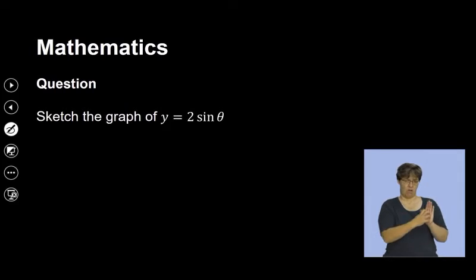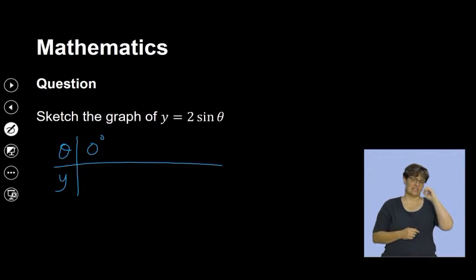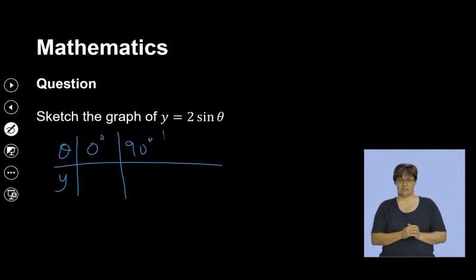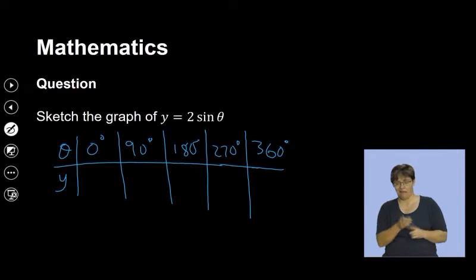Now one question we'll need to look at to draw this graph: sketch the graph of 2 sine theta. Firstly, before you do this, you will just need to try and use a table. You remember when you were doing your straight line graphs in early grades of maths, you would say this is theta, and this is my y. You will use different values for this. You can start at 0 degrees, go to 90 degrees, go to 180 degrees, then 270, and lastly 360 degrees. This will inform which values of y these values correspond with.